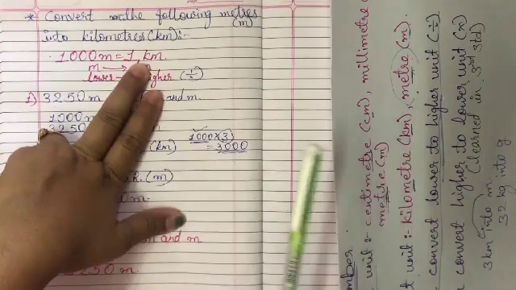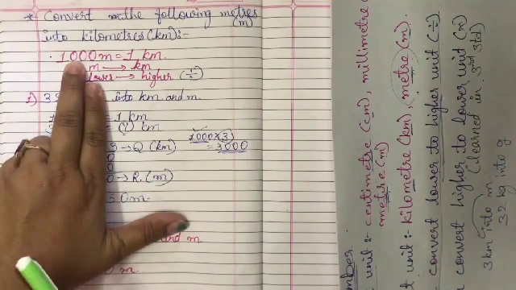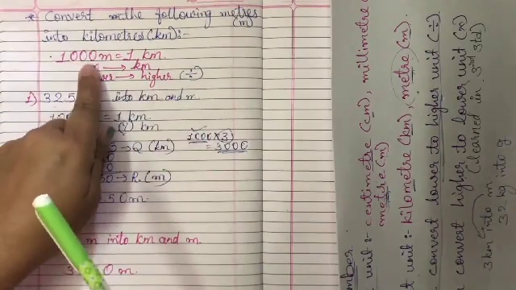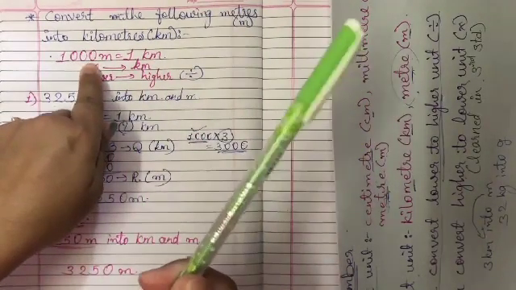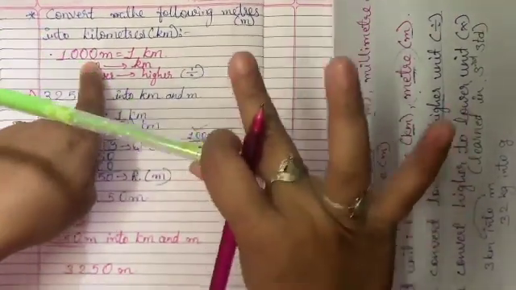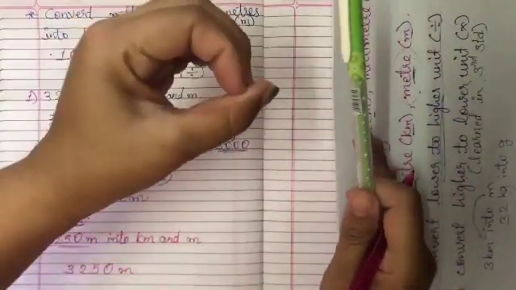1 kilometer is equal to 1000 meter. How many zeros are there in thousands? 3 zeros are there, right? And where are they? At the last. From which side? Your right side. From your right side, 3 zeros. Remember, from your right side, 3 zeros.